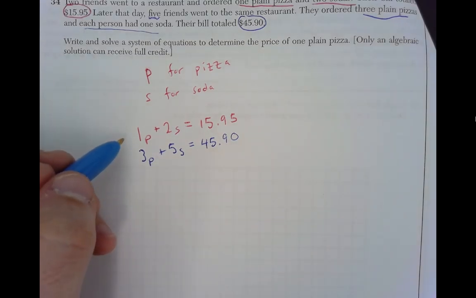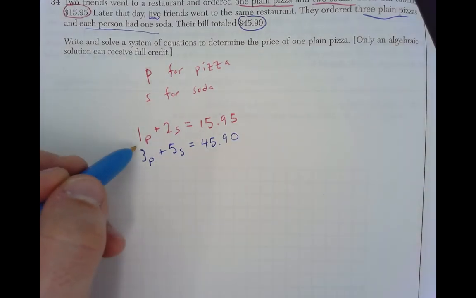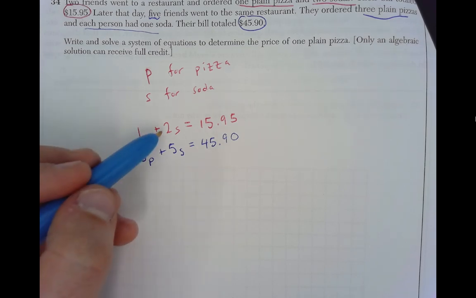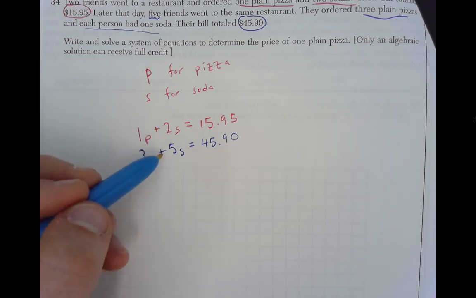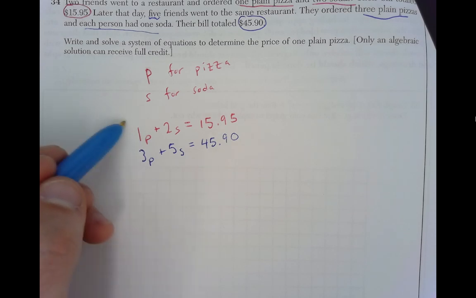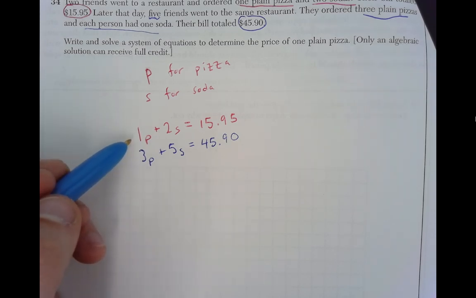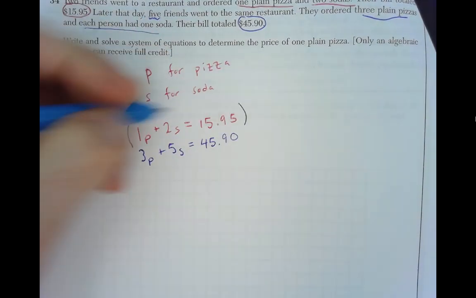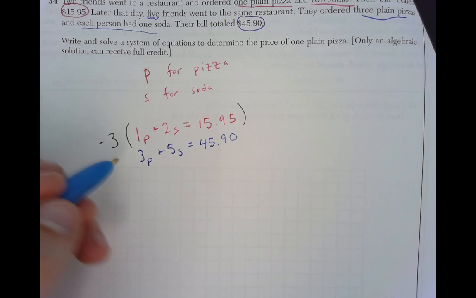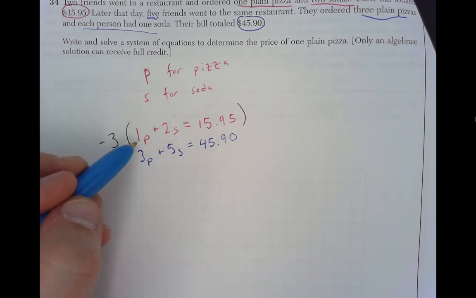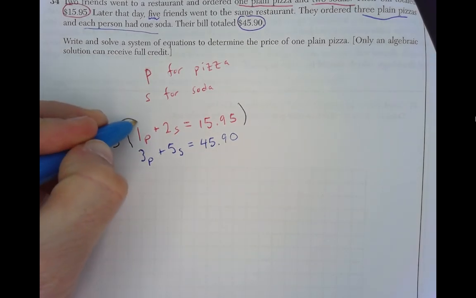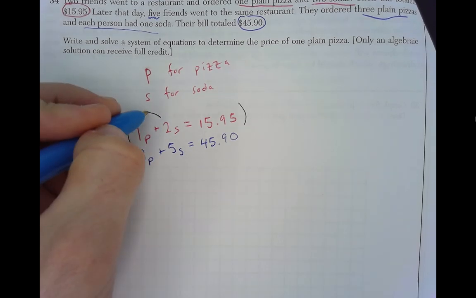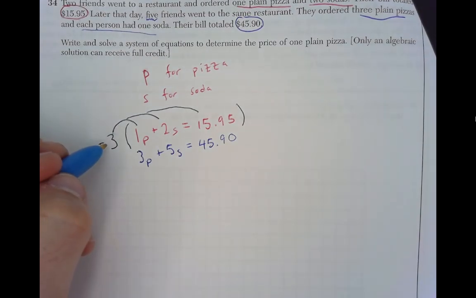I see the P's, it's a 1 and a 3. The S's are a 2 and a 5. So even though I'm trying to get P by itself, I think I'm going to eliminate these first just because it's going to be so much easier. If I multiply the whole top by -3, that should get these 2 to cancel, the P's. So let's do that. I'll multiply the whole top by -3.